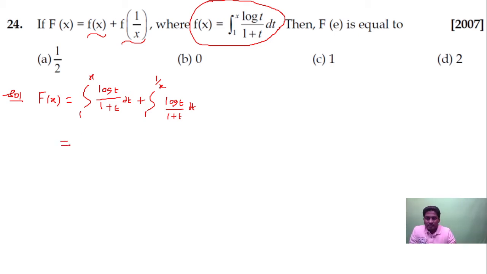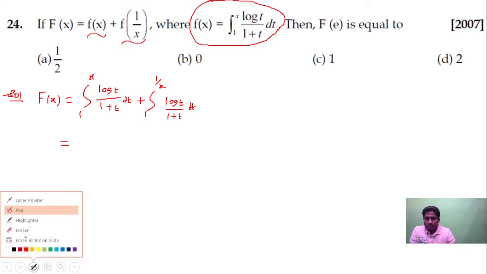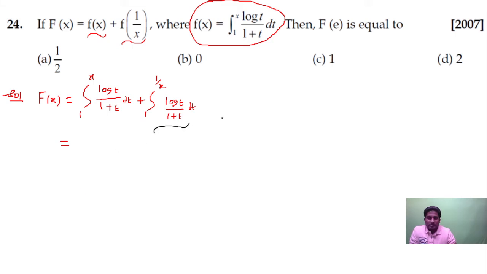Okay, now if I bring it to the same form, in this particular integral, I'm going to put t is equal to 1 by u, so that I get the same limit in the first and second integral. Put t equal to 1 by u. If you differentiate, you get dt is equal to minus 1 by u square into du. When t is equal to 1, u will be equal to 1, lower limit. When t is equal to 1 upon x, you get 1 upon x is equal to 1 upon u. You will get u is equal to x.